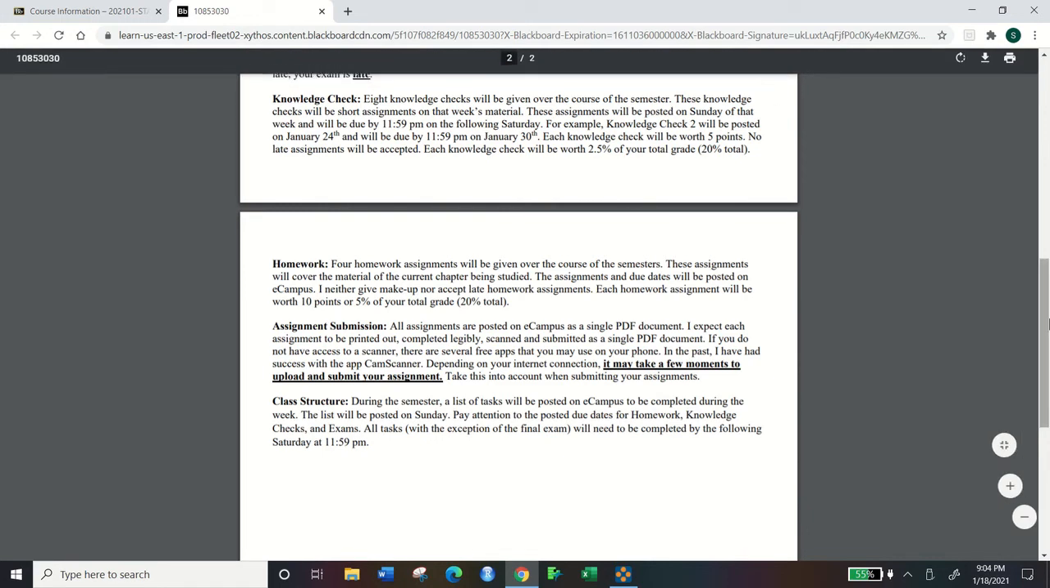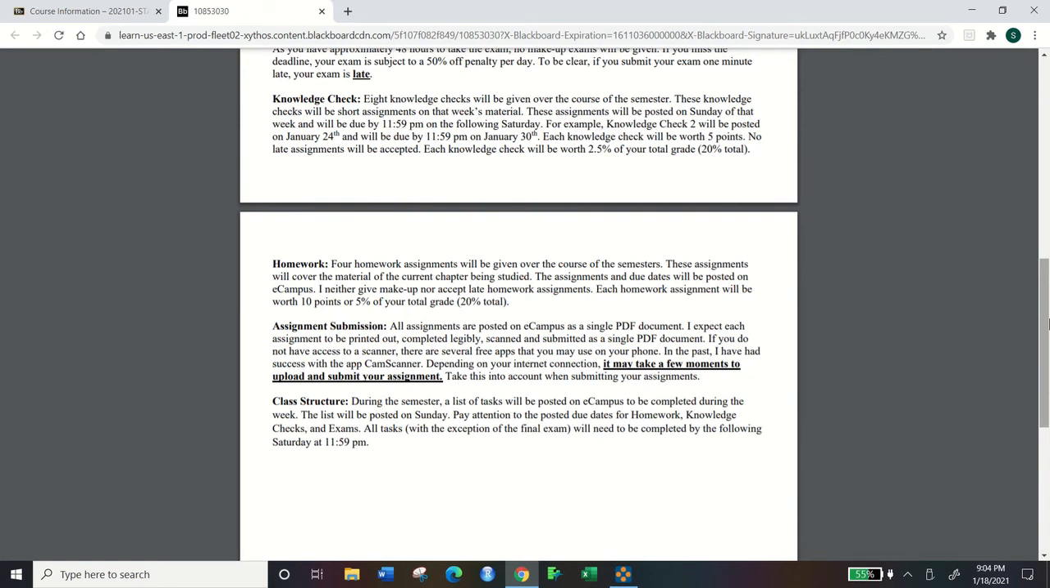As far as the assignment submissions themselves, all assignments are posted on eCampus as a single PDF document, and I will expect each assignment to be printed out, completed legibly, scanned, and submitted as a single PDF document. If you do not have access to a scanner, there are several free apps you can use on your phone. In the past, I've had success using the CamScanner app. And you should also be aware that depending on your internet connection, it may take a few minutes to upload and submit your assignment, so you should take this into account.